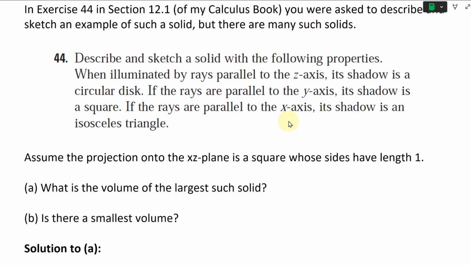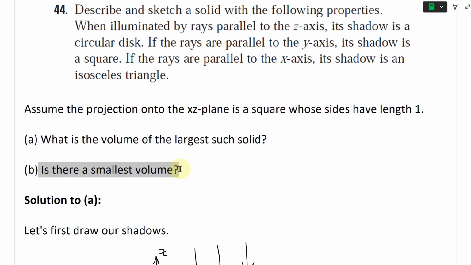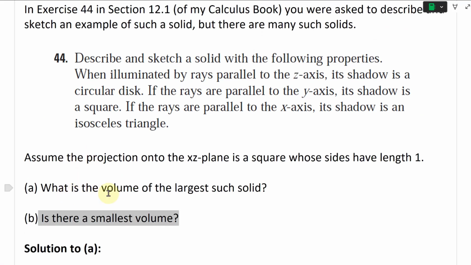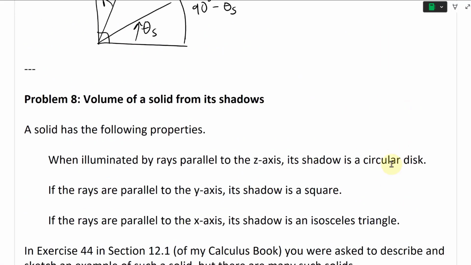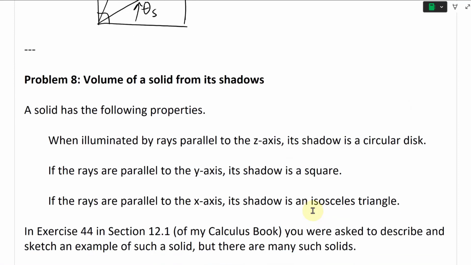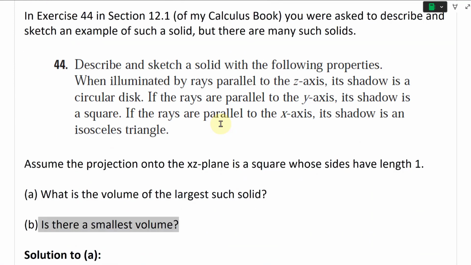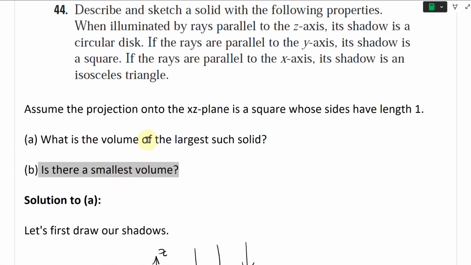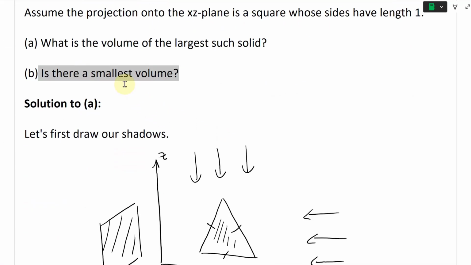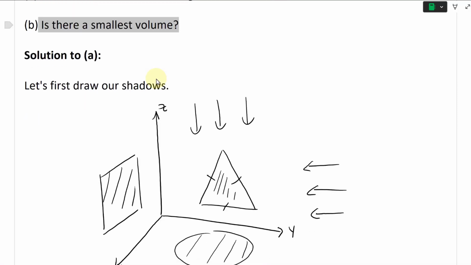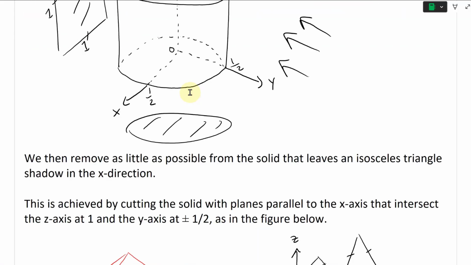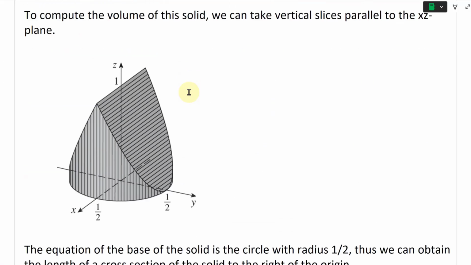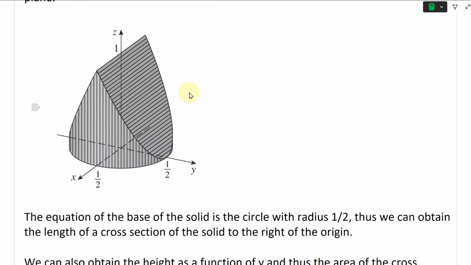All right, so part B, we're asked, is there a smallest volume? So just to recap, in part A, we found the largest volume of a solid that has the shadows that form a circle, a square, and an isosceles triangle on their respective axis, where the square has a side length 1. But to find the smallest volume, well, we could keep removing from the solid infinitely small. Just keep going on and on as long as the skeleton of the shape is formed. So as long as we have our square, isosceles triangle, and circle. So technically we don't need an actual volume. We could just keep shaving away.